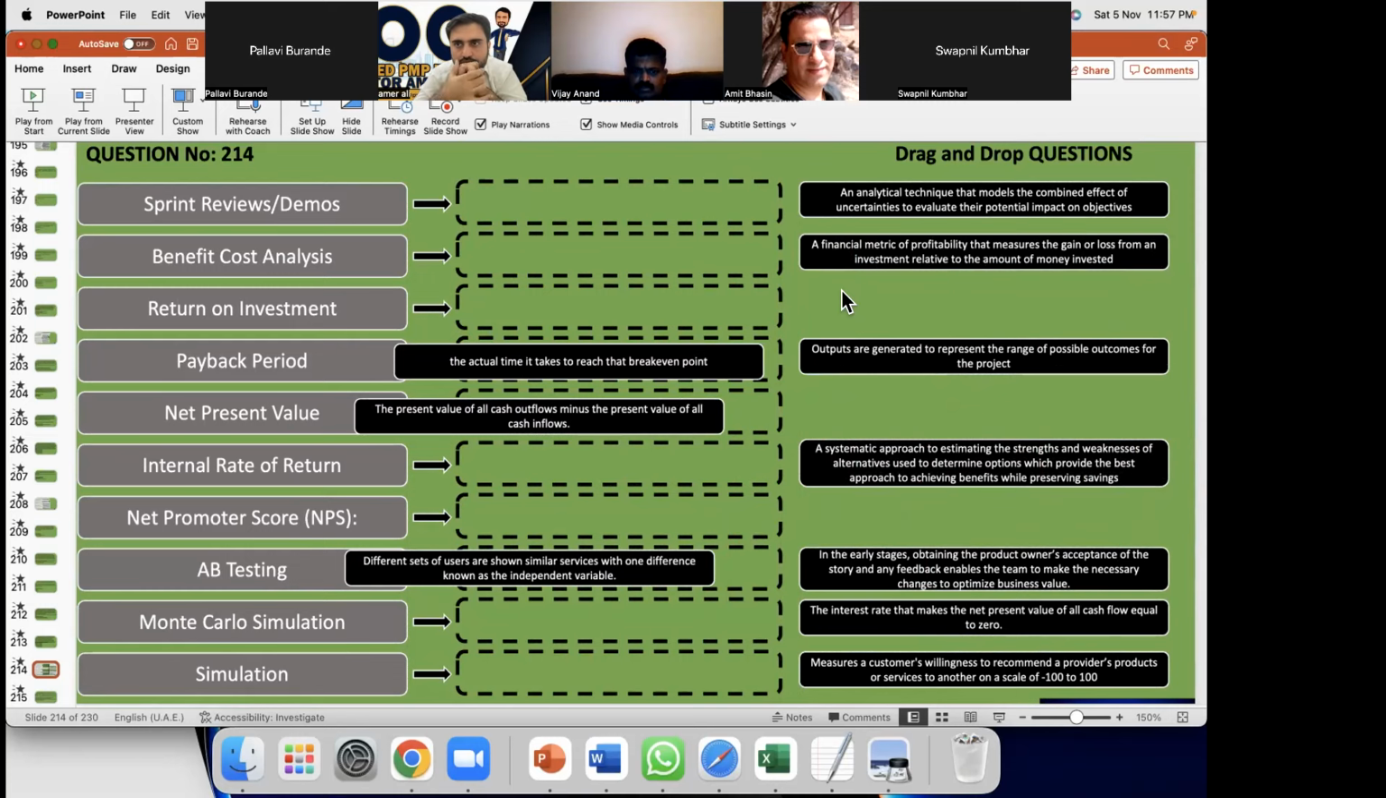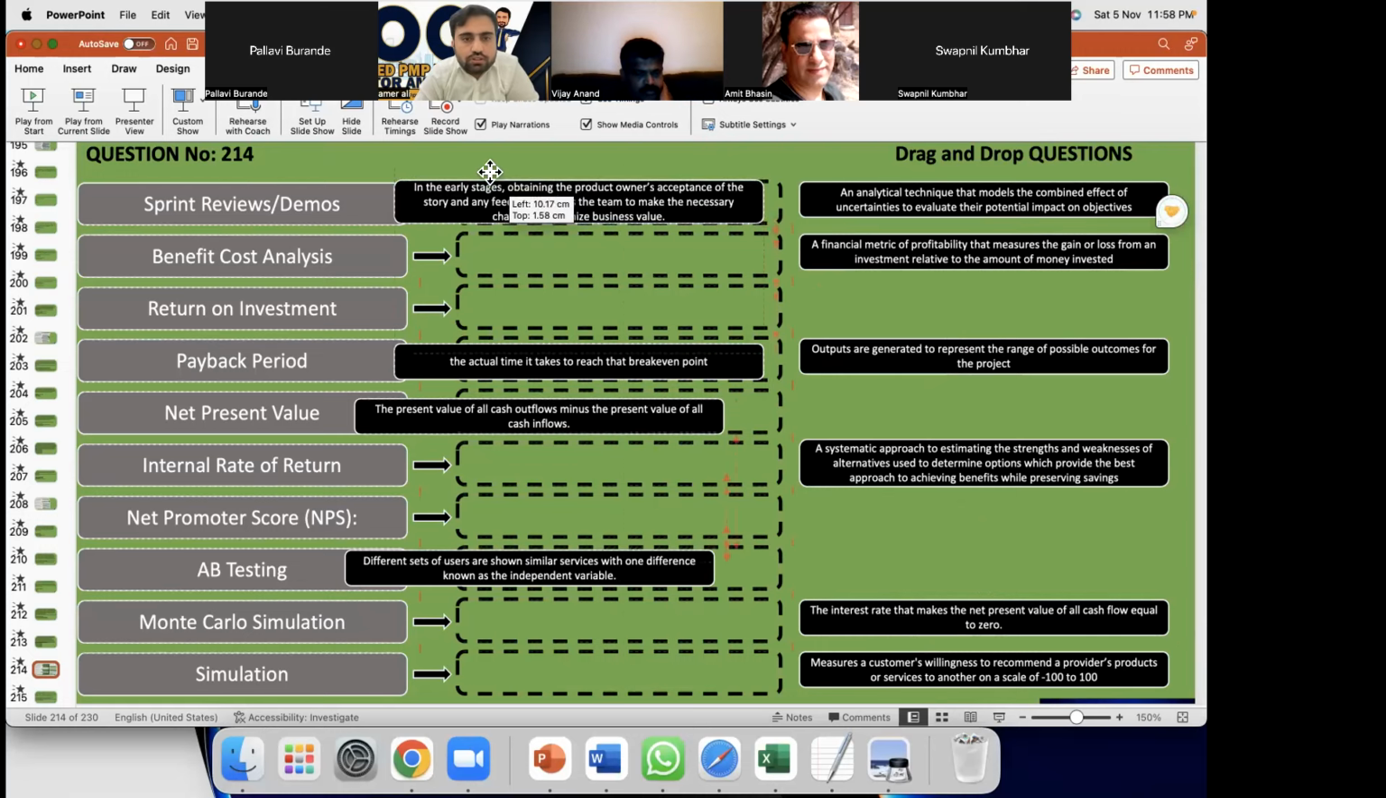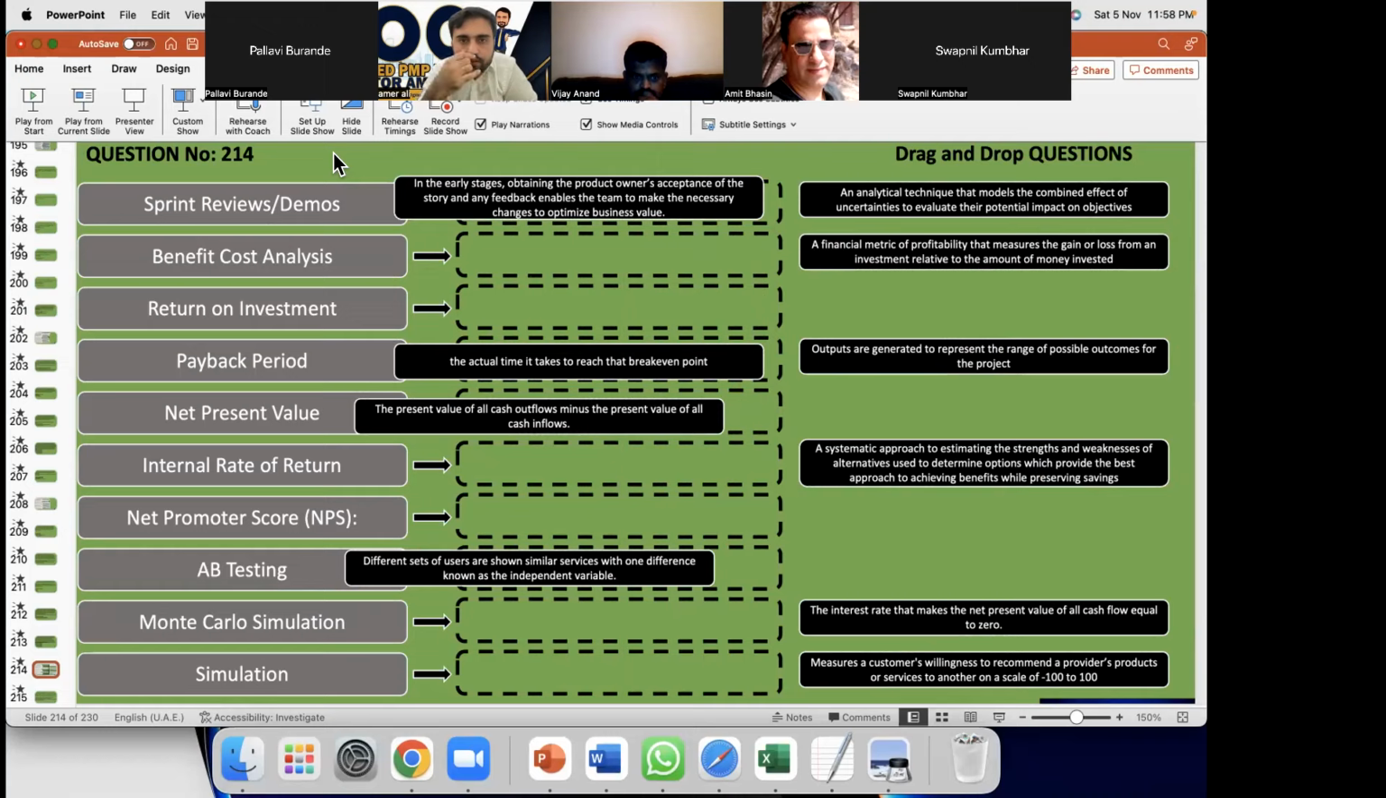Acceptance story and any feedback enable the team to make the necessary changes to optimize the business value. Okay, this is the story and feedback that enables the team. Sprint, yeah, the third last is the sprint review demo. This one? Yeah. It's sprint review demo. Then benefit cost return on investment, cash equal to 0.